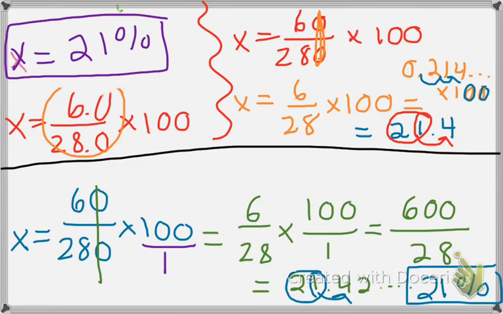Okay, so this is a percent of decrease, remember, because the price went down. It went from 280 to 220. So the price of the DVD recorder decreased by about 21%.